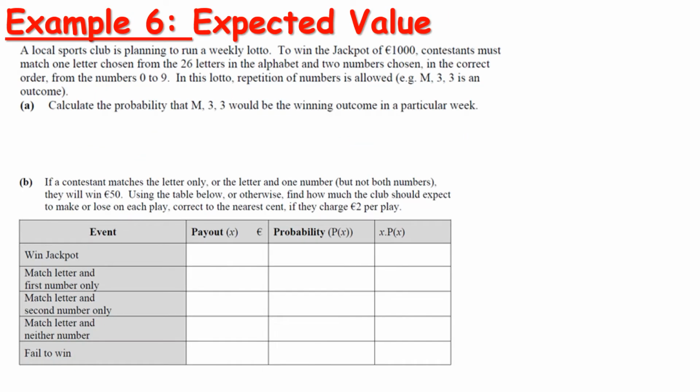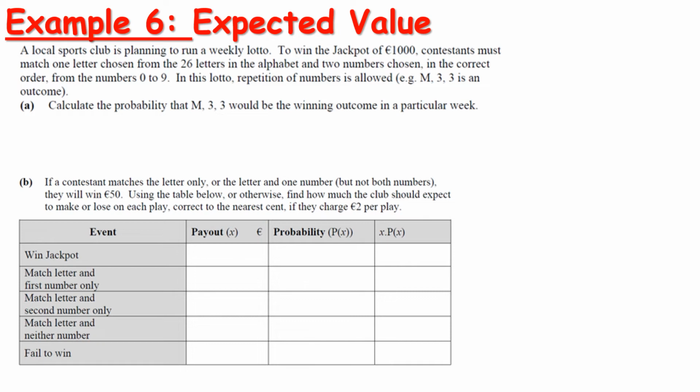Example 4.6, expected value. A local sports club is planning to run a weekly lotto. To win the jackpot of €1,000, contestants must match one letter chosen from the 26 letters in the alphabet and 2 numbers chosen in the correct order from the numbers 0 to 9. In this lottery, repetition of numbers is allowed. For example, M33 is an outcome. Calculate the probability that M33 would be a winning outcome in a particular week.